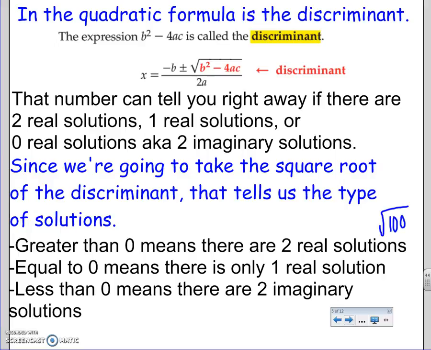Now, if that number is 0, square root of 0 is just 0. That means we'll be adding and subtracting 0 in the cases, but that doesn't really change anything when you add or subtract 0. So that's only one real solution. It's not going to be different. And if the number is less than 0, for example, the square root of negative 100, you know that's imaginary. So we'll be adding some imaginary number and then also subtracting that imaginary number to get two different imaginary answers. So if it's positive, two real solutions. If it's 0, one real solution. If it's negative, two imaginary solutions.